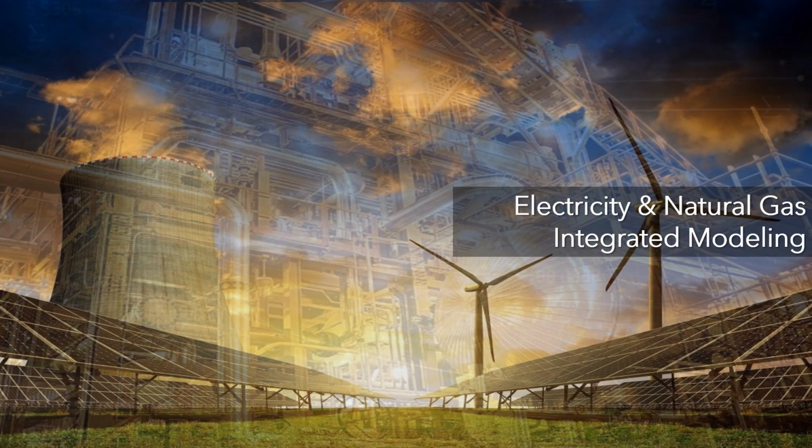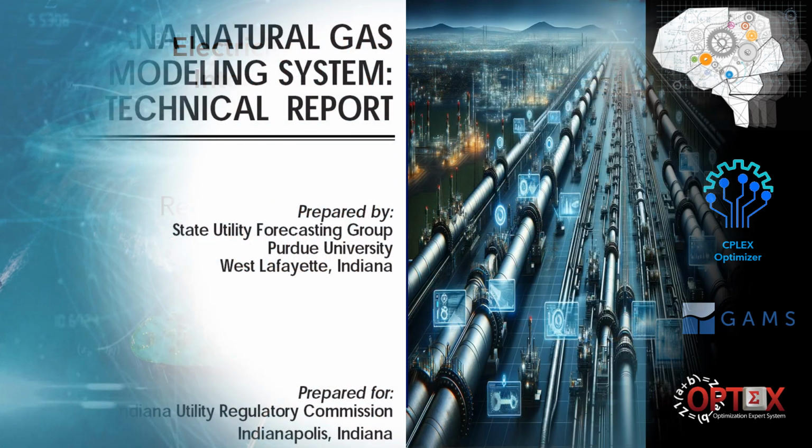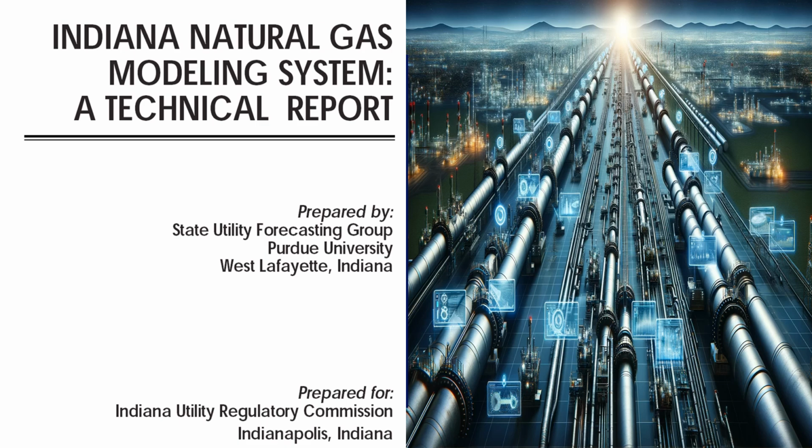Electricity and natural gas integrated modeling. Regional Modeling System Electricity and Gas. Purdue University State Utility Forecasting Group, SUFG, has supported experts from the Indiana Utilities Regulatory Commission, IURC, since late 2001 to examine the impact of new power generation facilities within the natural gas system. The model developed by SUFG determines the mix of purchasing, transportation, and storage decisions of local distribution companies, LDCs, which minimize the sum of purchasing, transportation, and storage costs over a 60-month planning period.